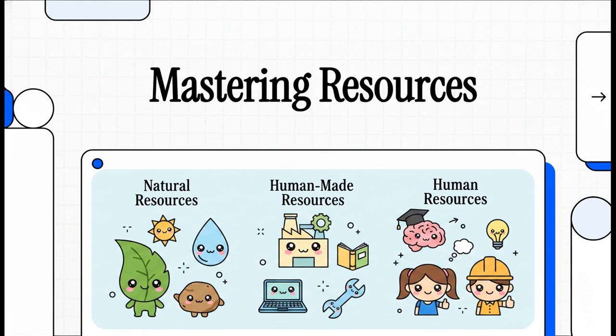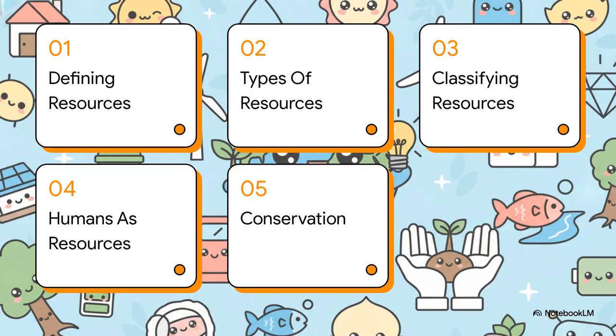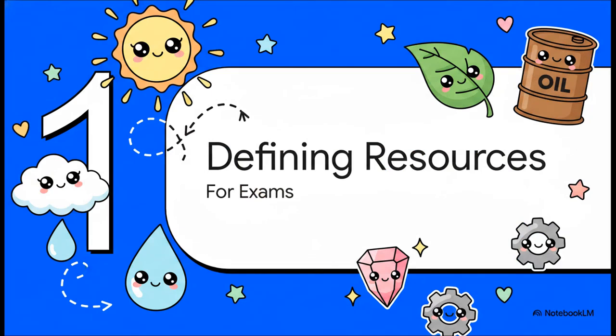Ready? Let's dive in. So here's our game plan for today. We'll start by defining resources for exams, then look at the 3 types of resources, and classifying natural resources. After that, we'll talk about why humans are resources, and wrap it all up with conservation and sustainable development. All right, let's kick things off with Section 1, Defining Resources for Exams.